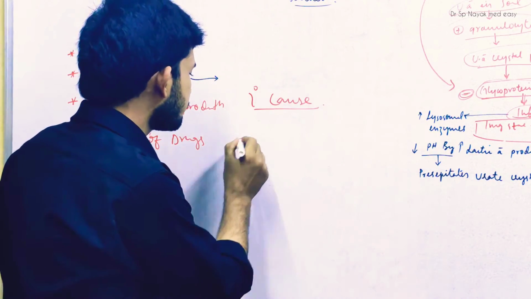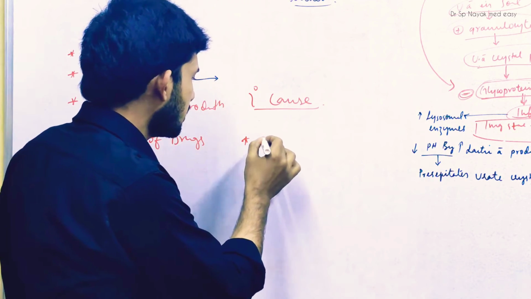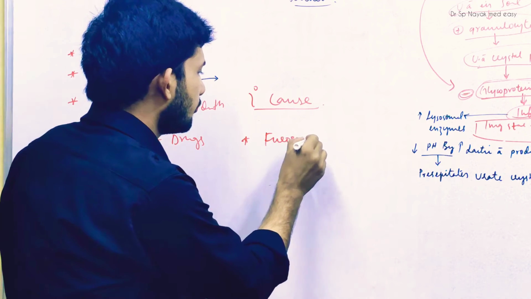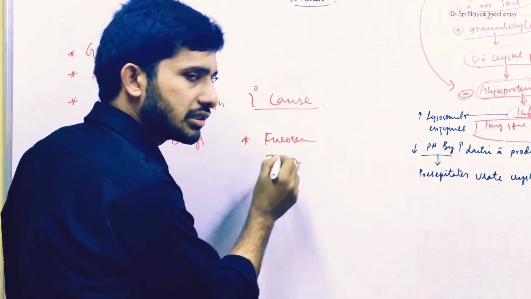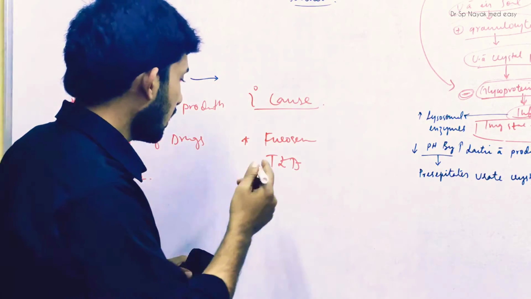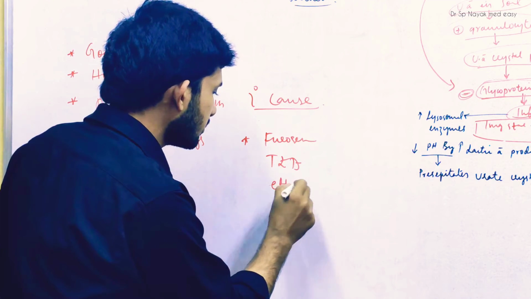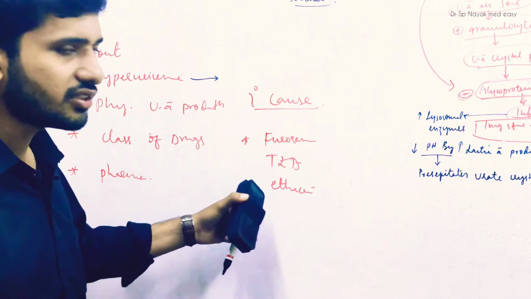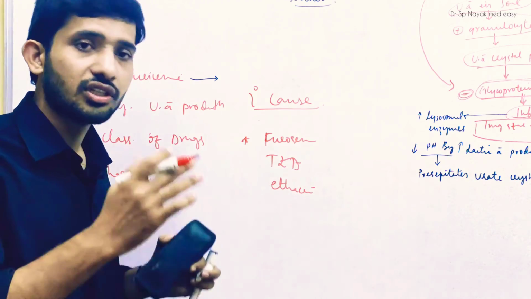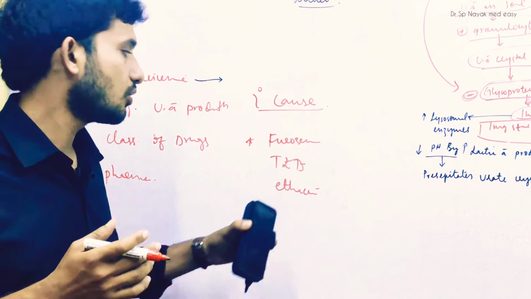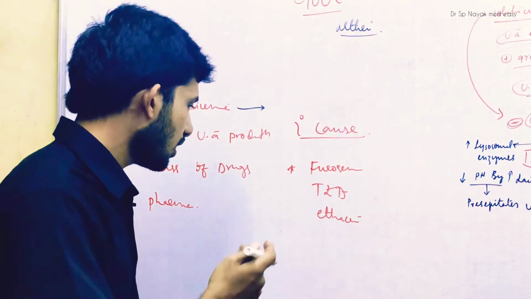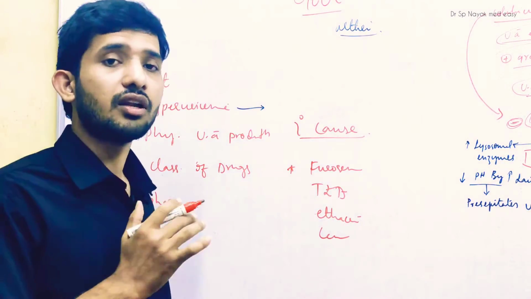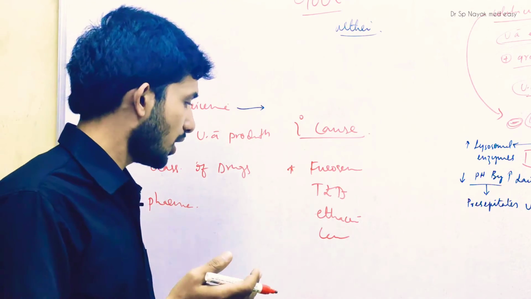The first one, actually, in the drugs we have furosemide, thiazide diuretics, and we have ethacrynic acid. Ethacrynic acid is one of the loop diuretics, and even this drug causes reduced excretion of uric acid from the kidneys, and it causes hyperuricemia. And we have levodopa. Levodopa is another drug that causes hyperuricemia.